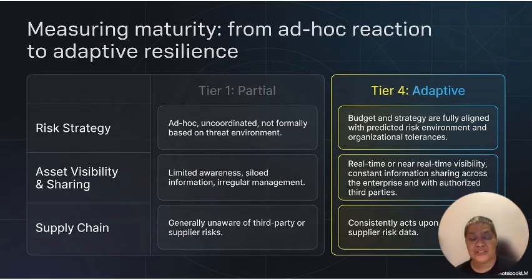The most mature one, which is adaptive, consistently acts upon changes in the supplier environment, right? They are real-time monitoring things. If something happened to Google Cloud or something happened to AWS, we immediately understand what to do and who to contact and what our continuity of operations would be like, right? If we were to not use the third party, right? Because there's an incident or something.